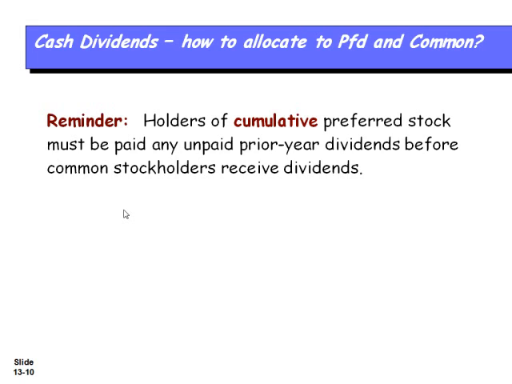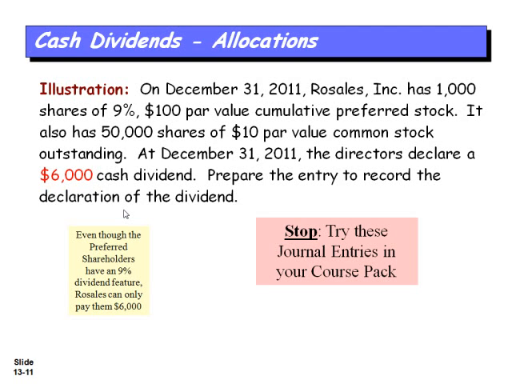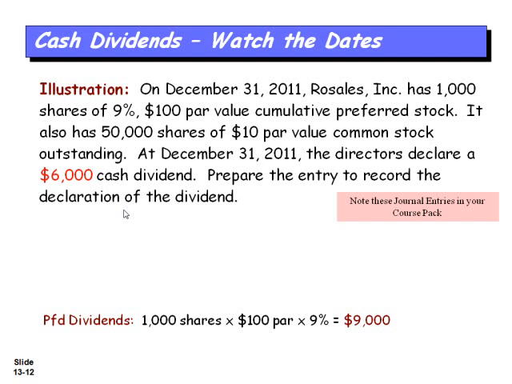Cumulative preferred stock gets their dividend first before anybody else. So let's work an example. Rosales Inc. has 1,000 shares, 9%, $100 par value cumulative preferred stock. There's that word cumulative, and we're going to show how that plays out. If the company was able to pay dividends in any year to the preferred shareholders, they would owe how much? $9,000. How did I calculate that? 1,000 shares, $100 par value, 9%.